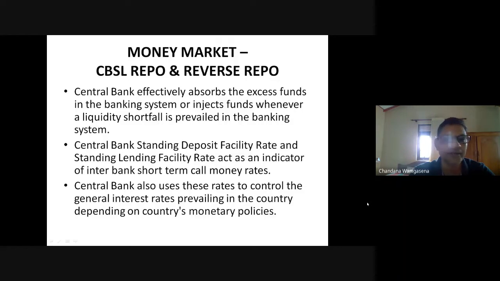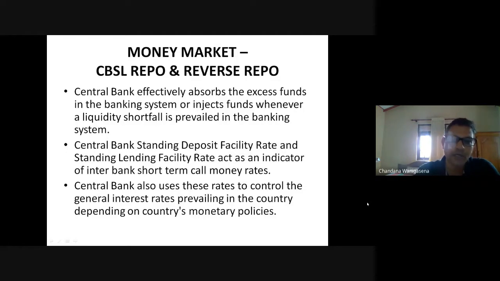And I think through this mechanism, using the standing deposit facility rate and standing lending rate, central banks control the general interest rates of the country also. So that's all about the policy. Policy level decision making actually goes through the monetary board of the central bank. This is what exactly they do.